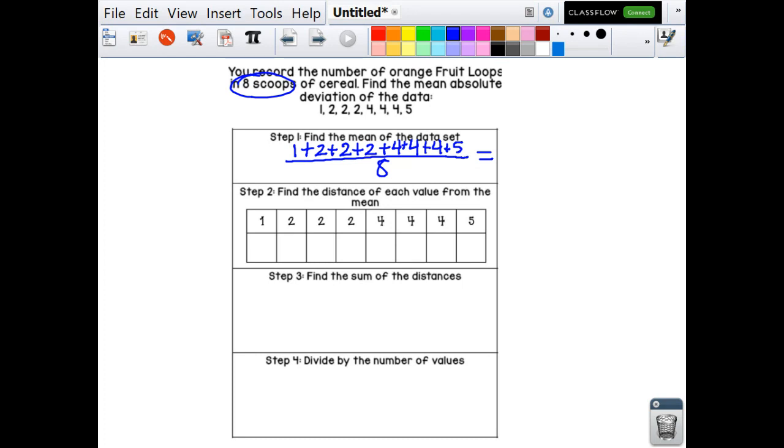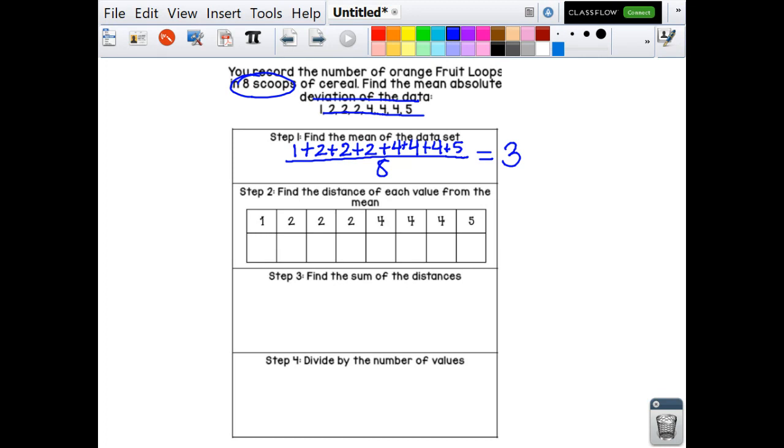Marley? 3. All right. So now what we do is we find the distance of each one of these numbers. Note that all of these numbers right here are the numbers from our data set up here. So I'm just writing these so that it's easier to organize.